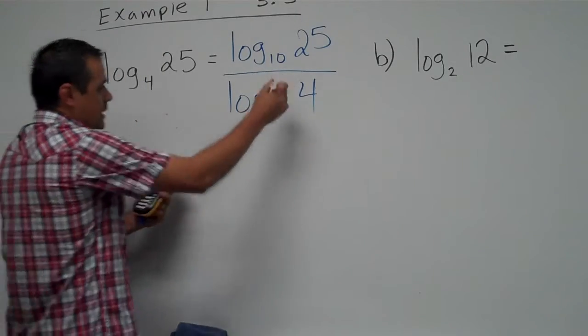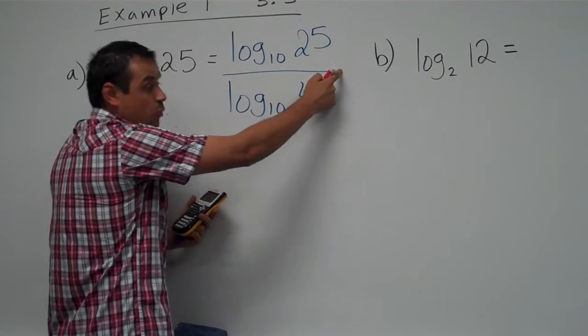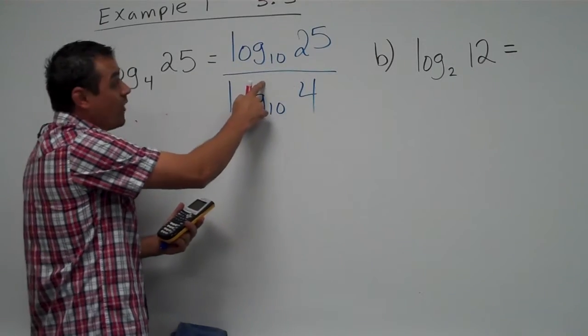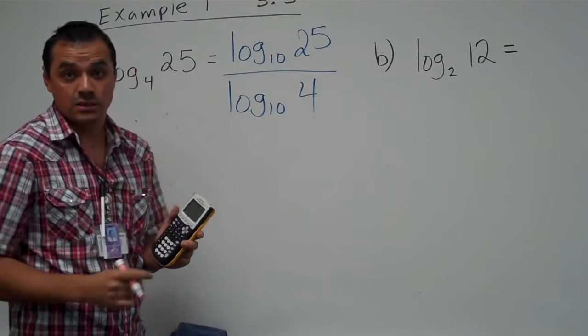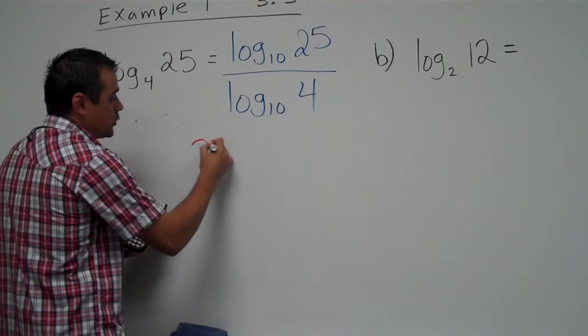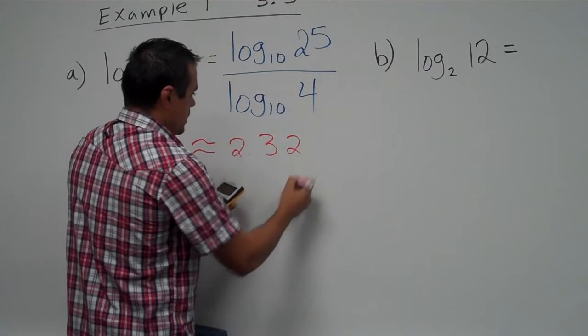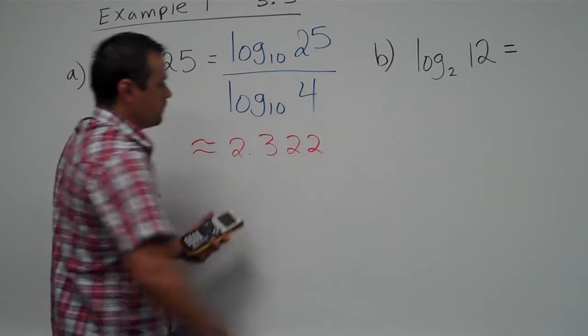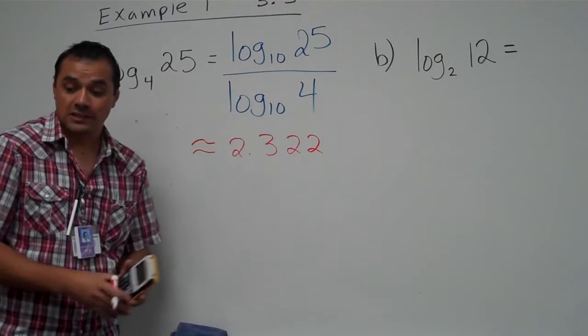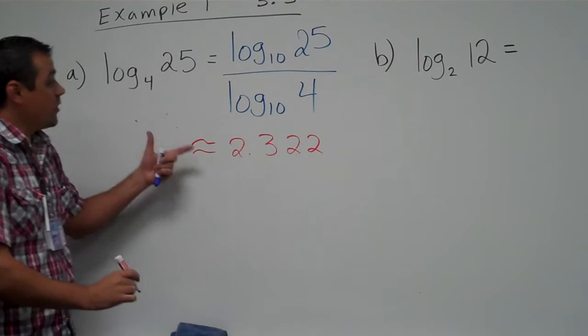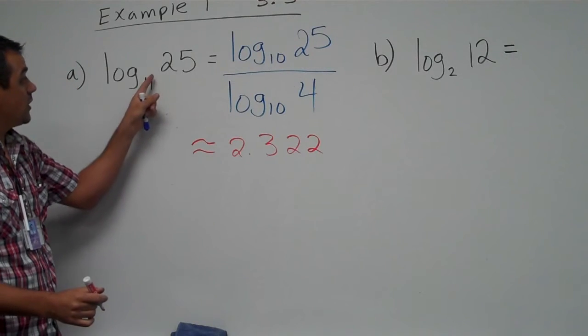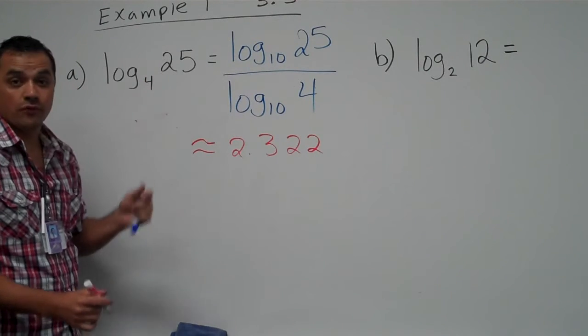We're not going to say this is equal, because our answer is a big decimal. Therefore, we're going to say the answer is about 2.322. That's going to be our approximation for the number that you raise 4 to, to give you 25.